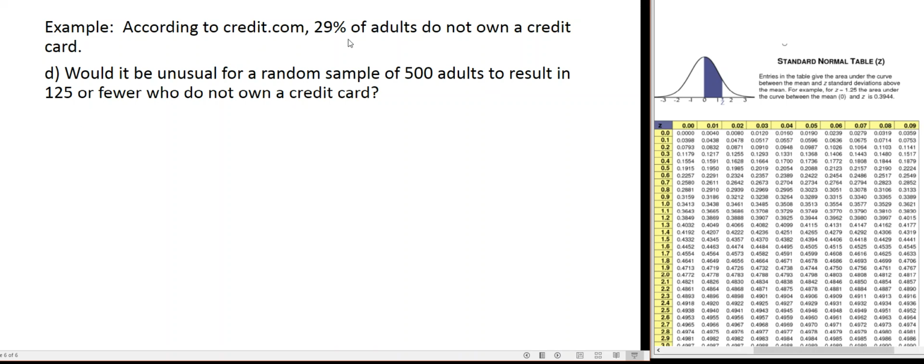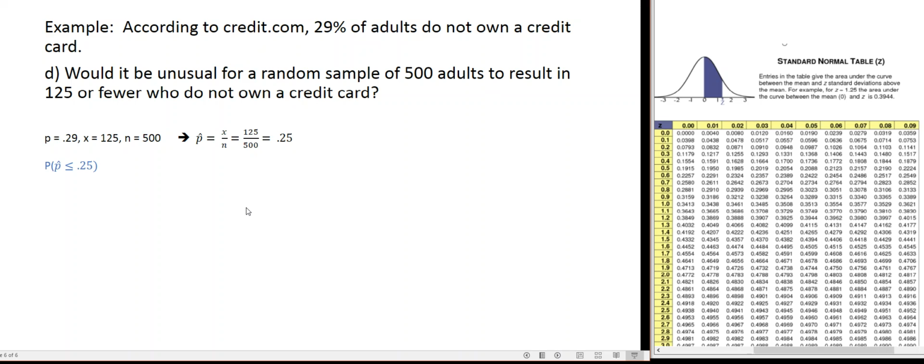Okay, one last question here. We've still got our 29% of adults who do not own a credit card, but now we're going to ask a little bit different type of language here. Would it be unusual for a random sample of 500 adults to result in 125 or fewer who do not own a credit card? So for this one, we've got our P is 0.29. They actually give us the X here and the N. And we know that we can calculate the p hat as x divided by n, so I put in the 125 divided by 500, and that gives us 0.25.